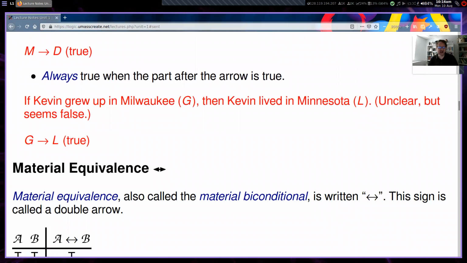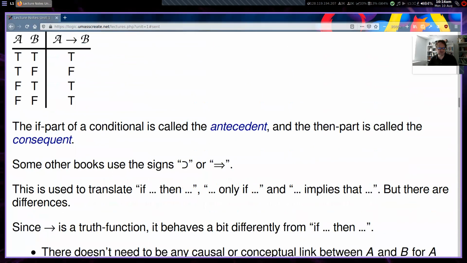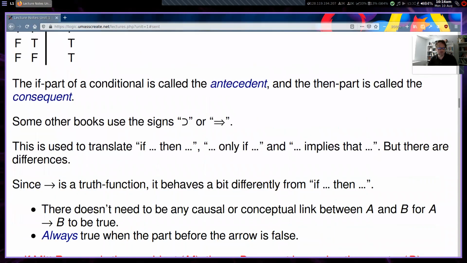Similarly, if the thing that comes after the arrow is true, it doesn't matter what's happening before the arrow. If both sides are true, or if we have false on the left and true on the right, we're going to regard that as true. So I say something like this: if Kevin grew up in Milwaukee and Kevin lived in Minnesota, I'm talking about myself here. I did grow up in Milwaukee and I did live in Minnesota, but of course those are different parts of my life. Milwaukee is not in Minnesota. It doesn't really seem like there's a right link between these. It doesn't really seem like that's true. But since both the atomic parts are true, we regard this as a true statement. We're going to regard this as true.